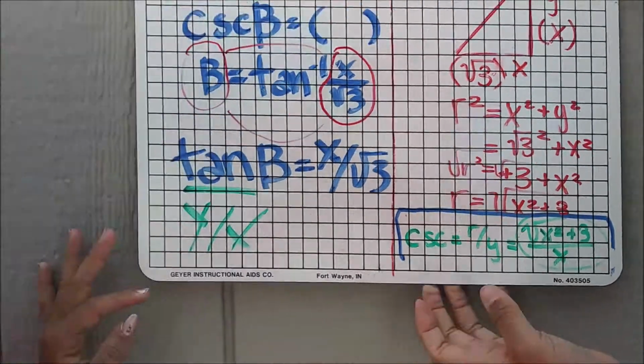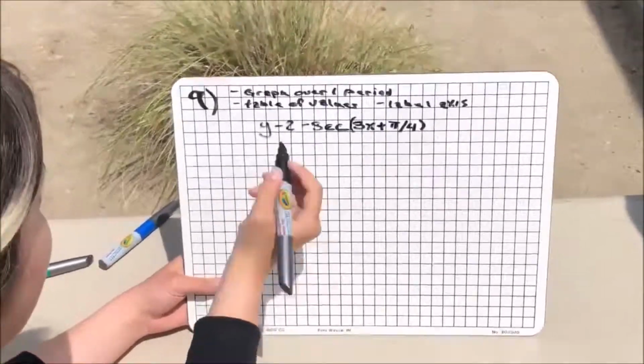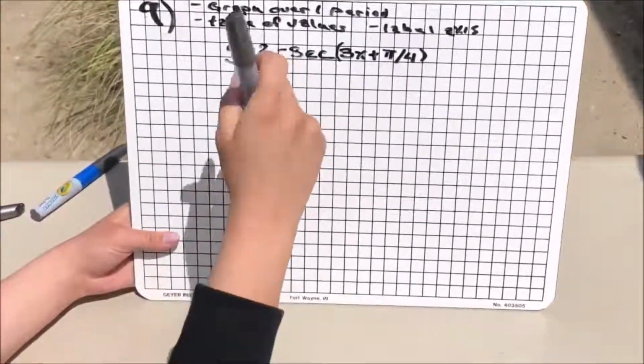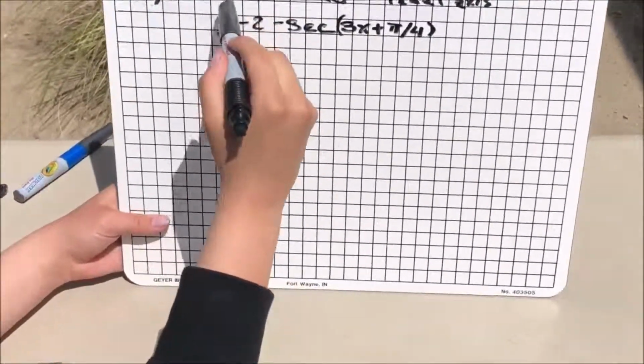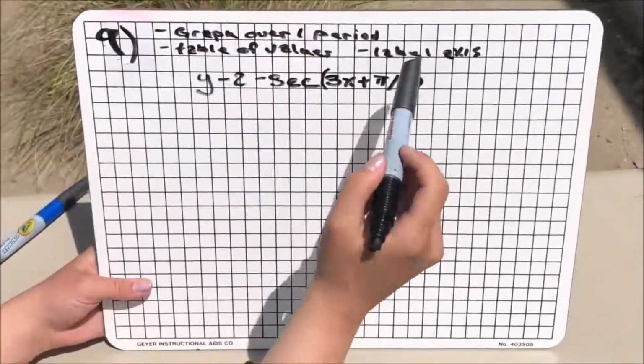Yay! Alright, so we're doing problem 9, and we have to graph it over one period, do a table of values and label the axes.